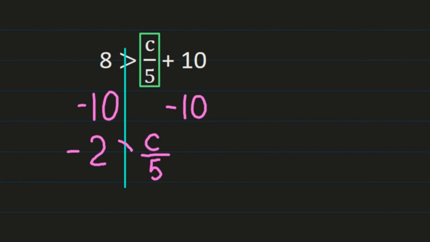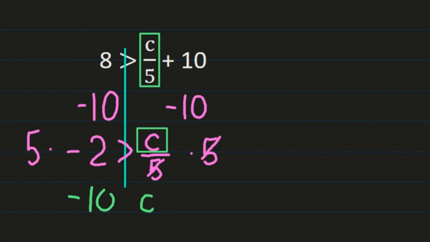And I haven't done anything yet to need to flip this inequality sign. So what I have is negative 2 greater than c divided by 5, a one-step equation where I need to isolate c. And I'm going to isolate c by multiplying by 5. Multiply by 5 on the right. I'll need to multiply by 5 on the left. The 5's on the right through my multiplication steps will simplify out. And that will leave me with just c on the right. On the left, I have 5 times negative 2. A positive times a negative is a negative, and 5 times 2 is 10.